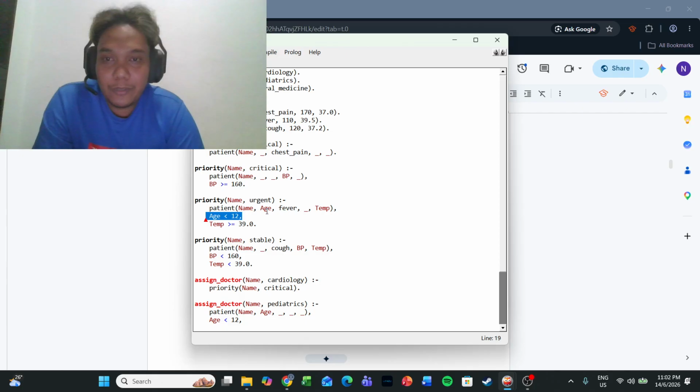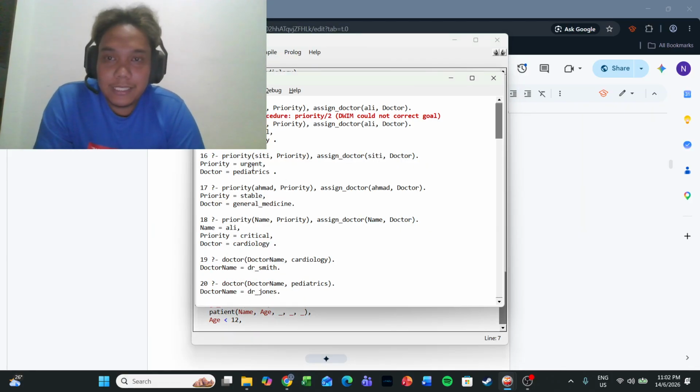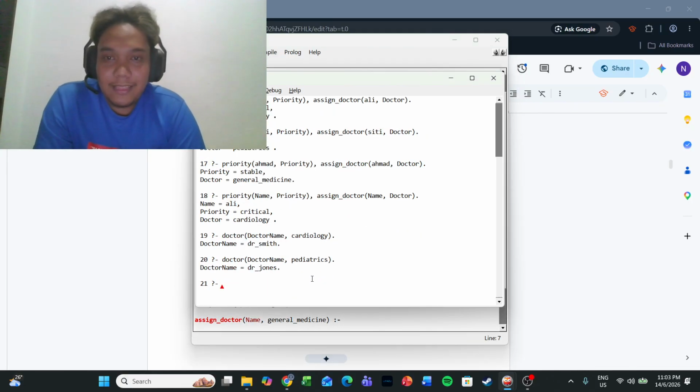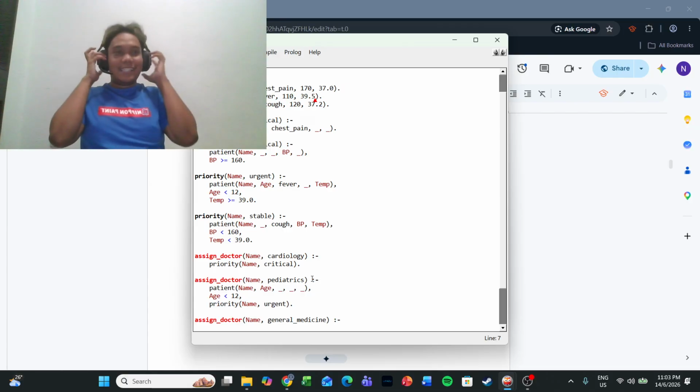But for the urgent condition, we need to fulfill both of the requirements, which are age and temperature. So now we look at the temperature of CT, and yes, he fulfilled the requirement, which is 39.5, more than 39, which needs to be fulfilled for urgent. So the priority is urgent, and the doctor assigned is pediatric because CT's age is less than 12. So I think that's all from me. We will continue to the other test case.